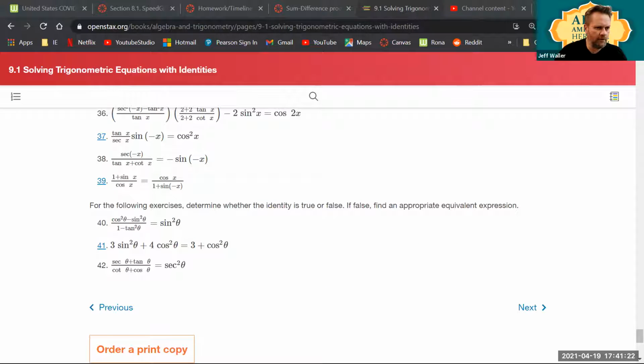So yeah, if on your homework you want to put next to 36 "can't do," or if you want to look up the double angle formula and do it, that'll work too. Either way. Let me look at chat again.